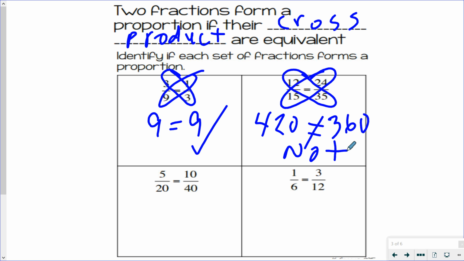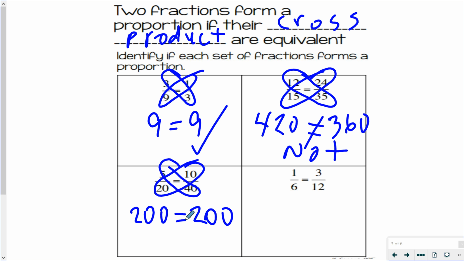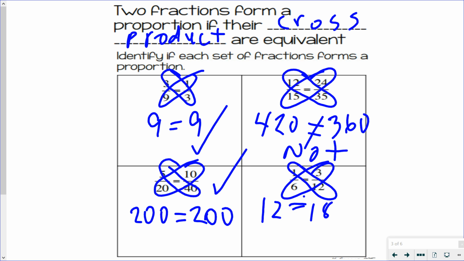The bottom left box, we want to do the same thing. Check out the cross products. Multiply 5 times 40, which is 200, and 10 times 20, which is also 200. And since the cross products are the same, then those two fractions or ratios form what is known as a proportion. And then the last one, you still want to do the same thing. 1 times 12 is 12, and 3 times 6 is 18. And since those two products are different, they're not equal, then this is not forming a proportion.